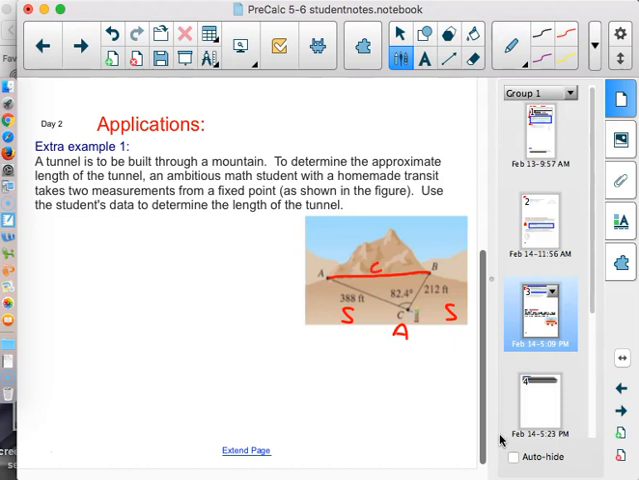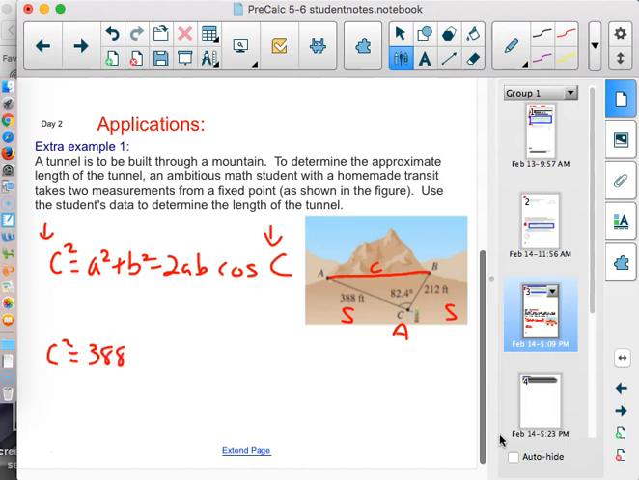And since we're looking for the length in the red here, that would be lowercase c, because that's opposite our capital C. So we're going to use our c squared equals a squared plus b squared minus 2ab cosine of C formula. Again, it starts and ends with our C, and then everything else will be the A's and B's. So let me give myself a little room down here, and we'd have 388 squared plus 212 squared minus 2 times 388 times 212 cosine of 82.4 degrees.